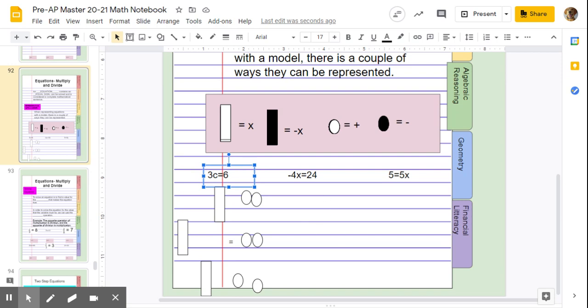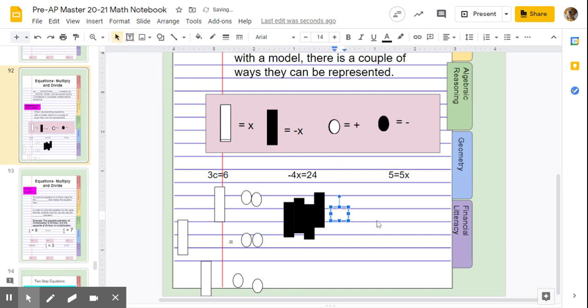Okay. So this next one, it says negative 4x is equal to 24. So it says we have 4 x's and that they're negative. So I'm going to put 1, 2, 3, 4, and that is equal to 24. Now I'm not going to be mean and make you drag 24 of these circles. So on this one, we're going to cheat a little bit and we're going to just say that it equals 24 with our text box.